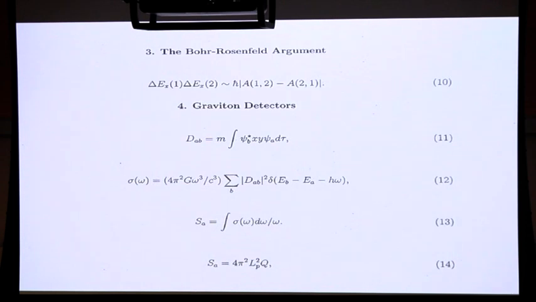So here's the calculation. You're looking at a quadrupole wave. The gravitational wave is a quadrupole. So the matrix element, this is equation 11, is the matrix element for transition of the electron from state A to state B. So psi A is the wave function of the initial state, psi B is the wave function of the final state, and x and y are just the two coordinates of the electron at right angles to each other.